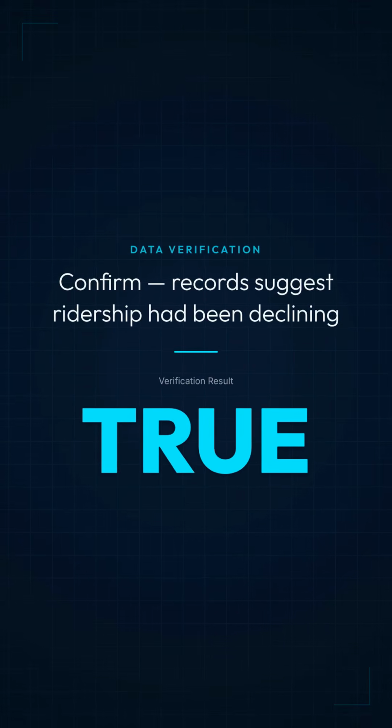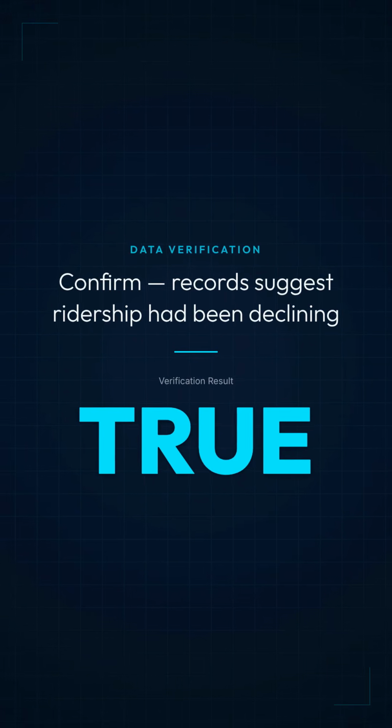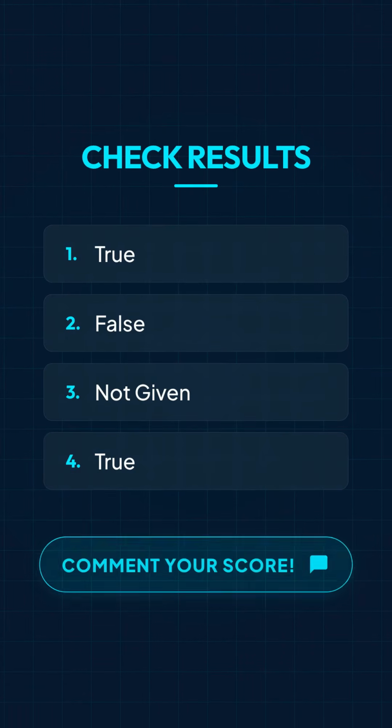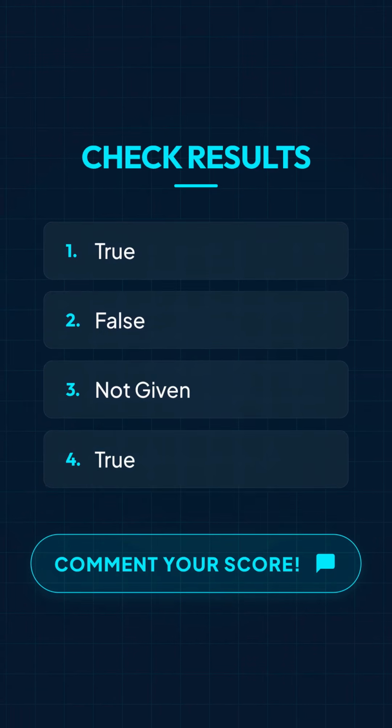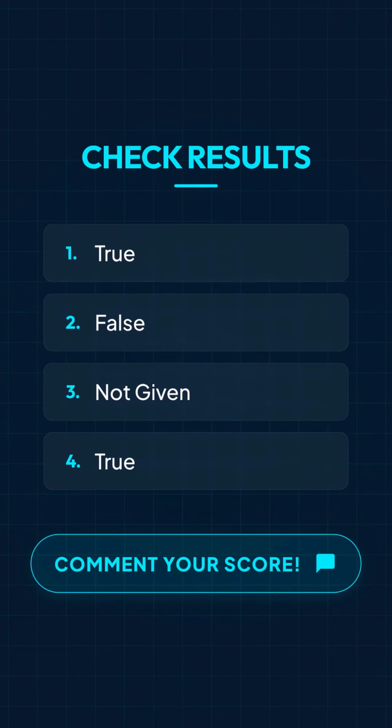Last one, statement 4. Ridership numbers had been falling before the network closed. Pause. Contradict, confirm, or silent. Confirm. Records suggest ridership had been declining for years prior. Matches this almost word for word. True. Notice statement 2 and statement 3 are the ones that trip people up. Both felt uncertain, but only one had an actual clashing detail to point to.